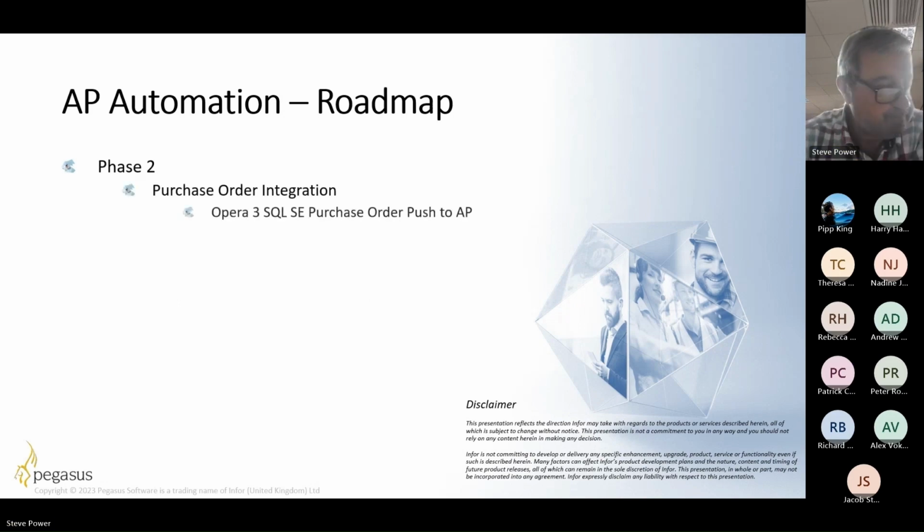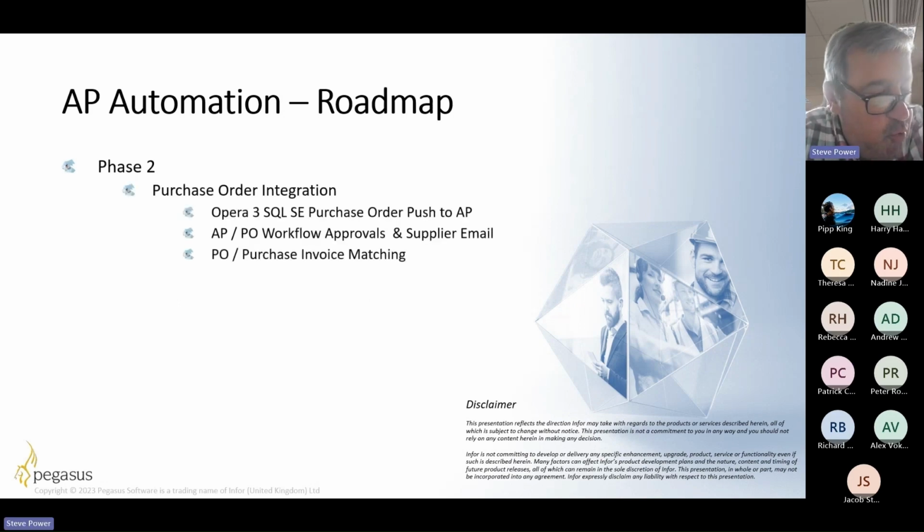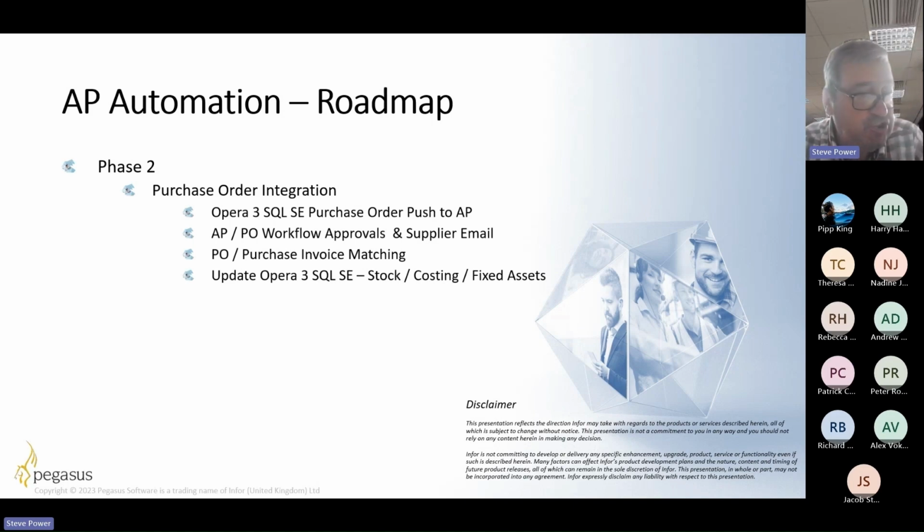Phase 2. The phase 2 release we will go through and we will implement purchase order integration. This will allow purchase orders to be imported from Opera 3 SE, drop them into the approval workflow so they can be authorized, and then the purchase order can be invoiced through to the supplier. Once the invoice comes back in, then it can match the purchase invoice against the purchase order to ensure that both the quantities and the pricing is correct.